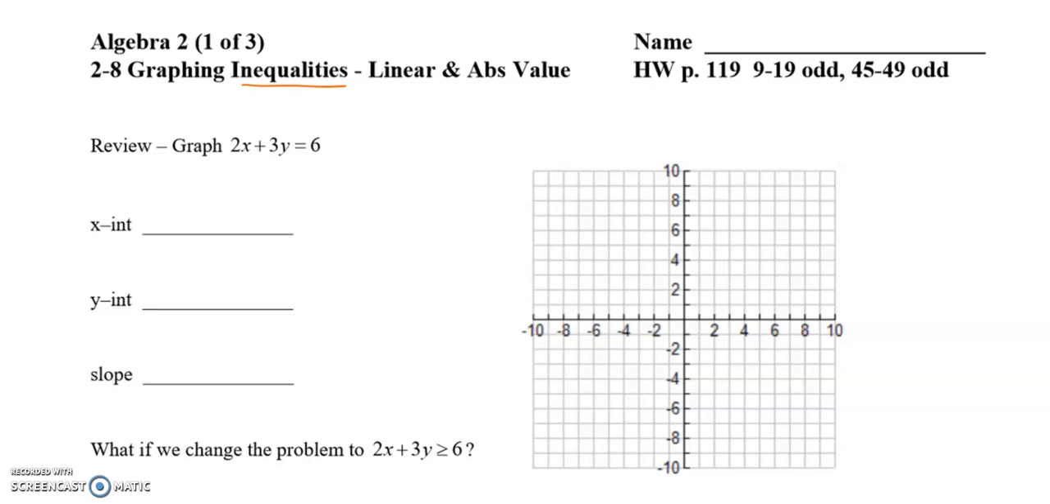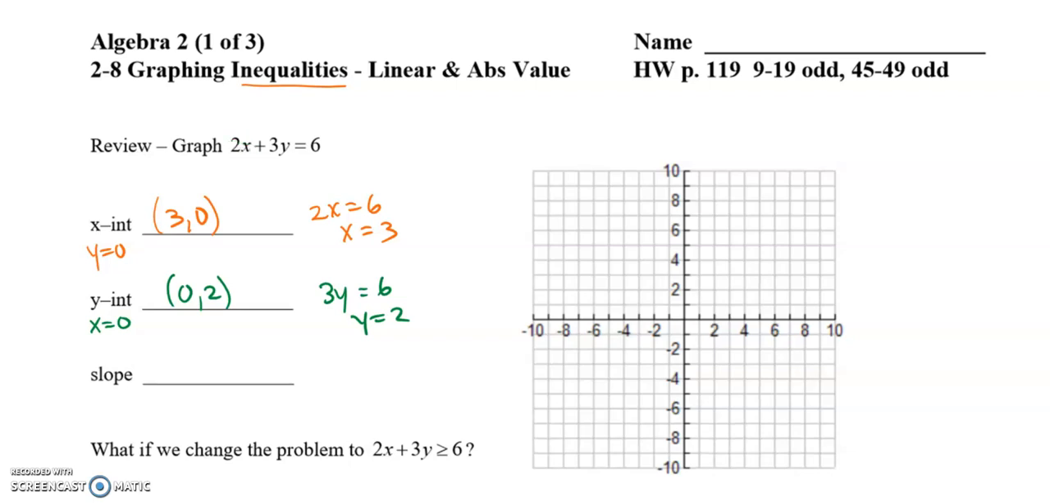Since this is in standard form, I'm going to graph this using my intercepts. Remember my x-intercept, I know y is equal to 0. So that takes the y part out. So 2x equals 6, so x equals 3. So my x-intercept then is 3 comma 0. To find the y-intercept, I know my x is equal to 0. So that takes the x part out. 3y equals 6, so y equals 2. My y-intercept then is 0 comma 2.